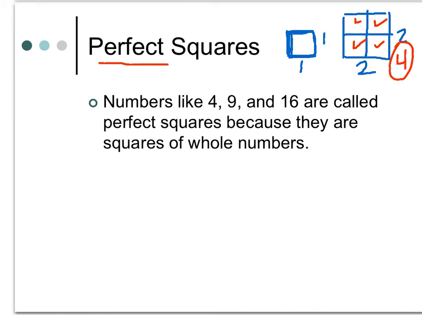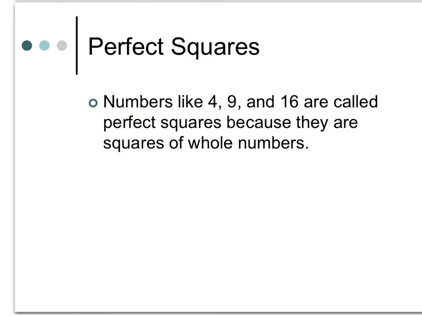So when we talk about perfect squares as geometrical shapes, we're drawing shapes. But when we talk about perfect squares when we're dealing with numbers, the numbers 4 and 9 and 16 are called perfect squares because I can make a square where I know that if I have 4 squares in it, that's a 2 by 2.